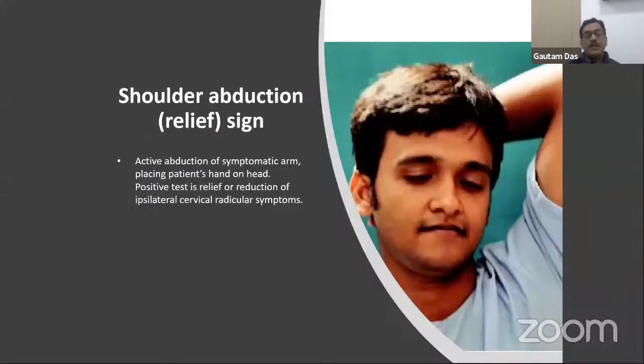Then comes your relief sign. Relief sign is you are putting your hand on the head or just back, and the pain will be relieved. Why will the pain be relieved? When our hand is hanging, the nerve roots which are going to the hand are getting stressed, and the pain is going to increase. But when you are abducting, the nerve root is getting relaxed, and the pain will be relieved.